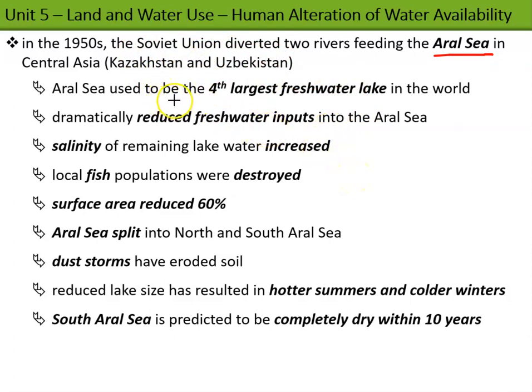When this project began, the Aral Sea used to be the fourth largest freshwater lake in the entire world. But this diversion has dramatically reduced freshwater inputs into the Aral Sea, and the salinity of the remaining lake water increased because you had less water flowing in. And so as the water levels went down and down and down, the salts dissolved in the lake increased in concentration because the water volume decreased. Local fish populations were destroyed.